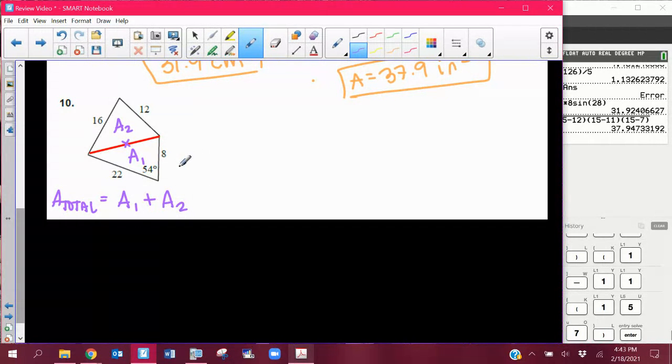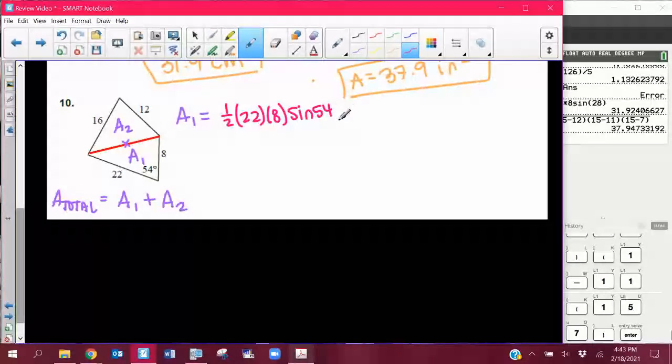Okay. Again, I'm going to need to find both of those areas first. So I'm going to go ahead and find the area of 1 first because I have a lot more information on that one. If I want to find the area of 1, this is a side angle side triangle. That's the easy formula. I can just do 1/2 times the sides times the sine of the angle in between.